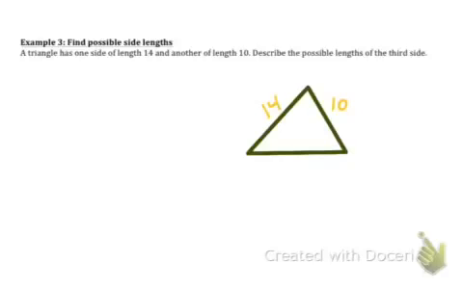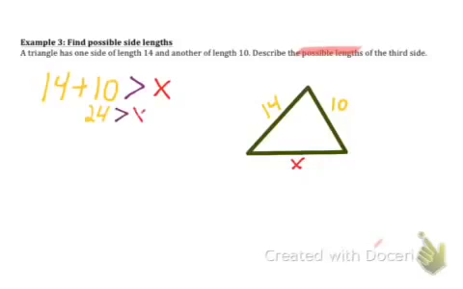Based on the last theorem, if we add any two sides of a triangle, the sum should be greater than the third side. So 14 plus 10 has to be greater than the third remaining side, x. If I add those together, 24, sorry, it's going really fast, 24 is greater than x, so I flip it over. X has to be less than 24. Whatever the value of that third side is, it's got to be less than 24. That's one of the combinations.